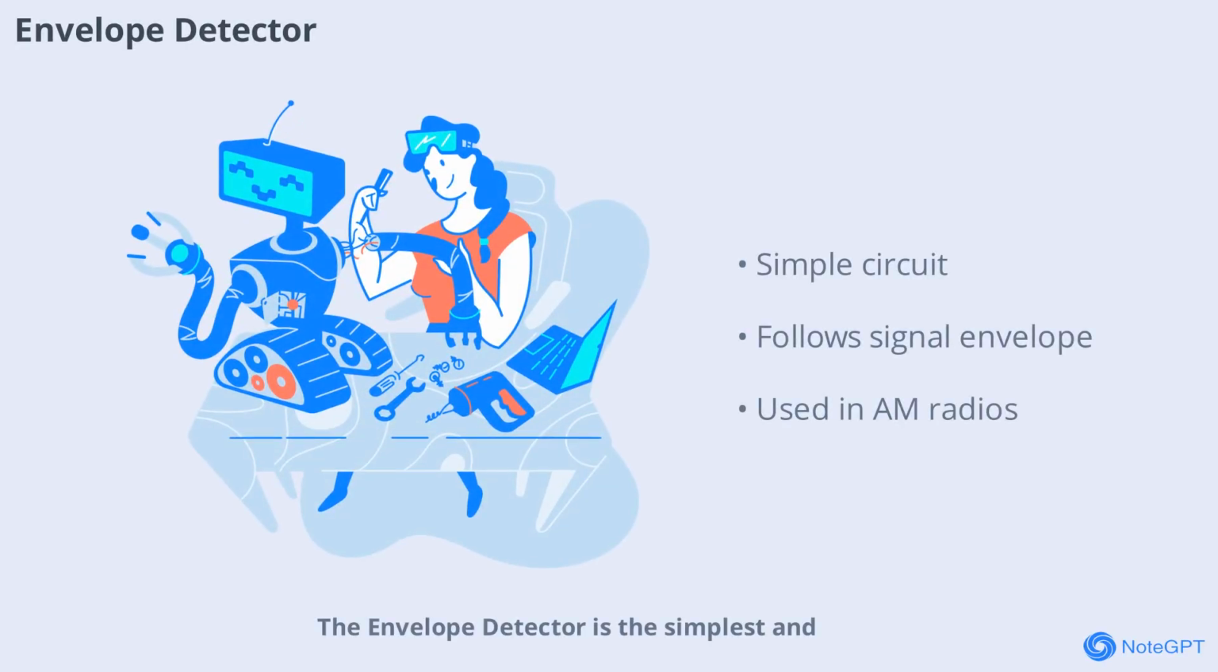Envelope detector is the simplest and most widely used method for demodulating AM signals. It consists of a diode and a capacitor that follow the envelope or outline of the incoming AM wave. This allows the original message signal to be recovered easily and efficiently. Envelope detectors are commonly found in standard AM radio receivers due to their simplicity and low cost.